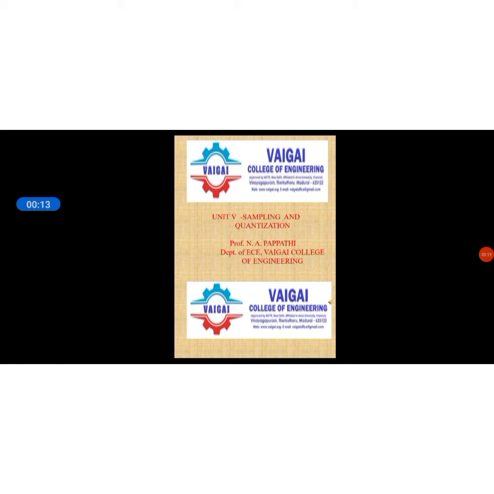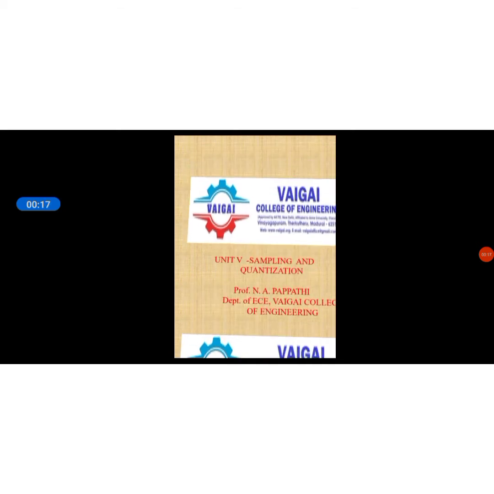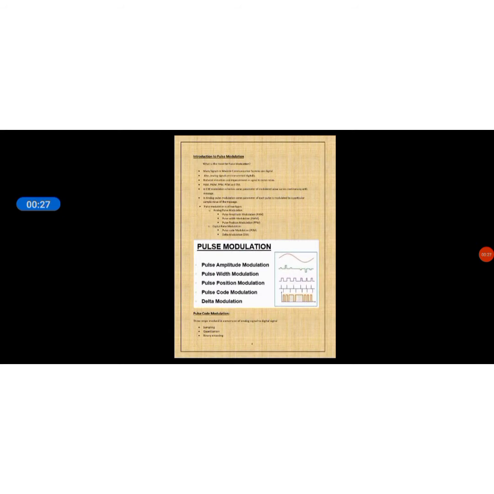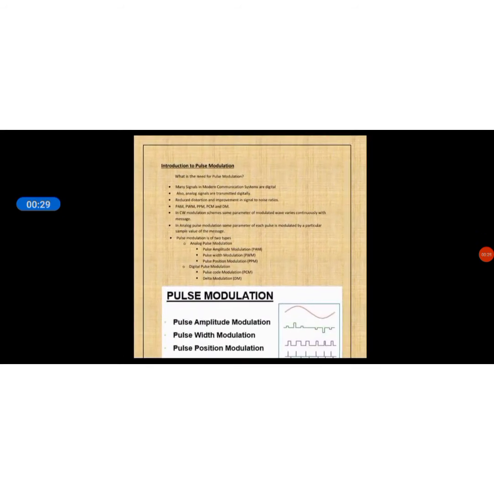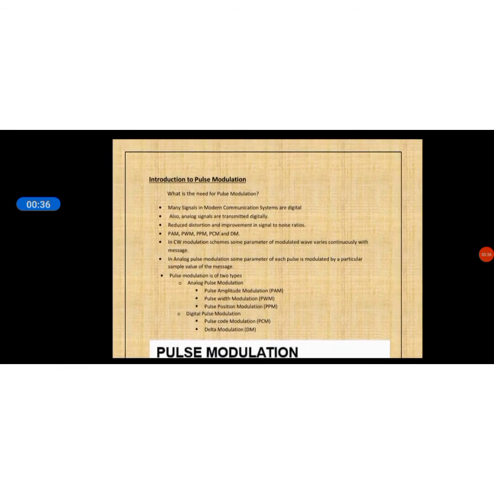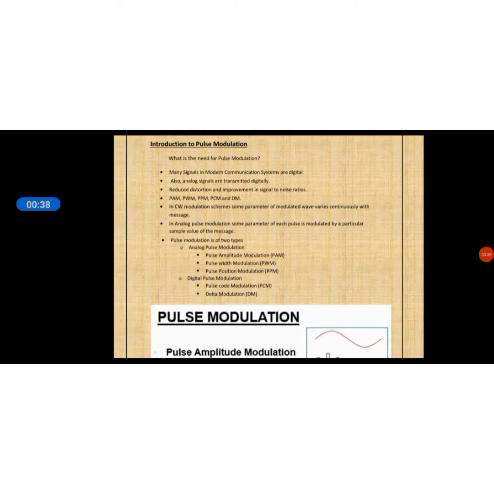In this video, we are going to discuss the proof of the sampling theorem. Before discussing the proof, we have to discuss a little bit about the introduction to pulse modulation. Modulation, as we already know, is the process of changing the characteristics of a carrier signal with respect to the message.